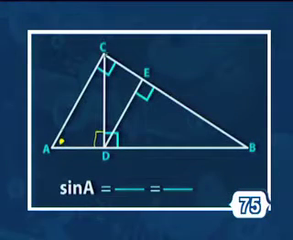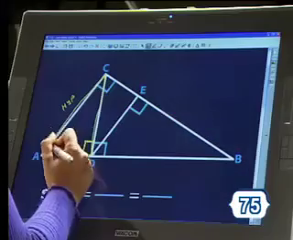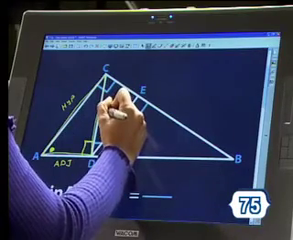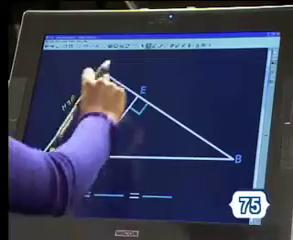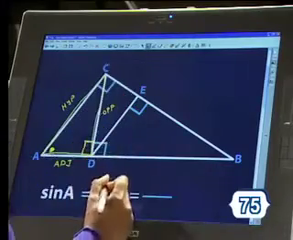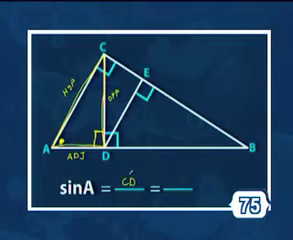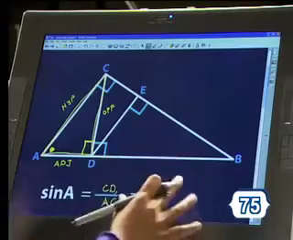So if I'm just looking at the little triangle, and this is angle A, my hypotenuse would be the side opposite the 90 degrees, so that would be side AC. My adjacent side would be side AD, and the side opposite angle A, which is side CD, would be the opposite side. So sine of A in triangle ACD would be CD over AC.